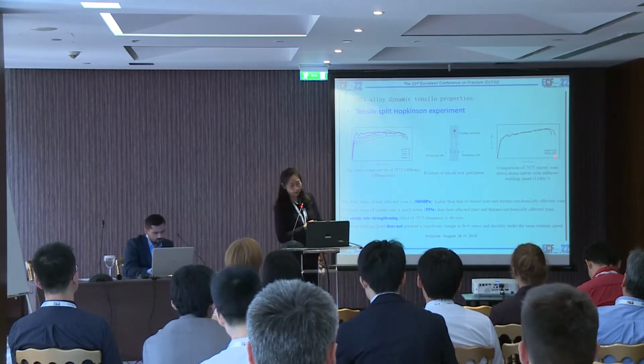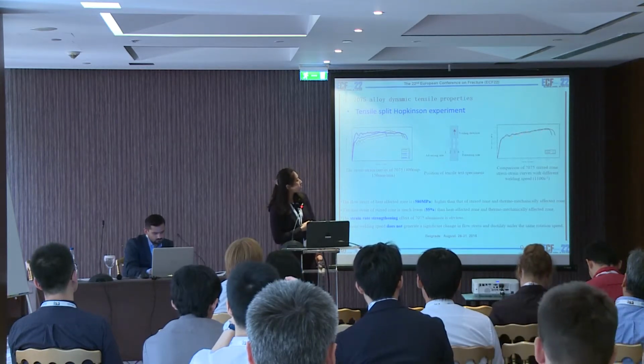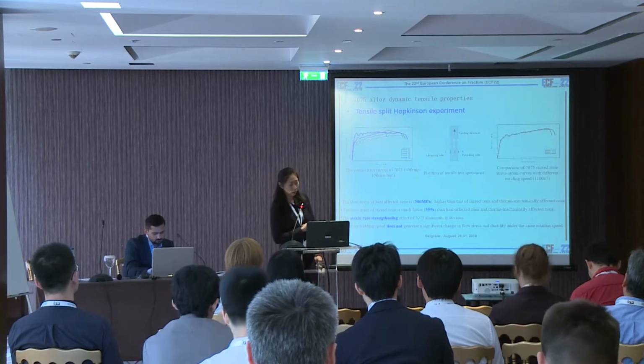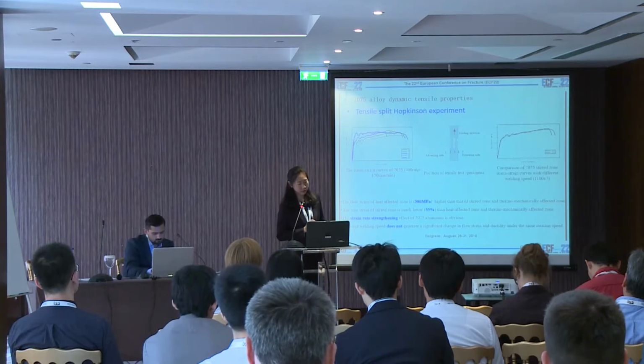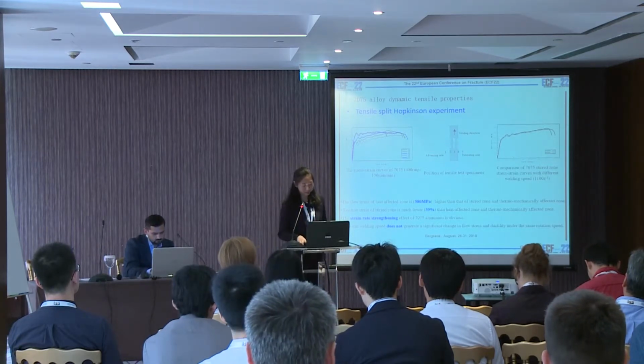And this is the comparison of the different welding speeds of 7075. The yield strength, the peak flow strength, and the fracture strength are also similar. So the different welding speed does not generate a significant change in the flow stress and ductility.